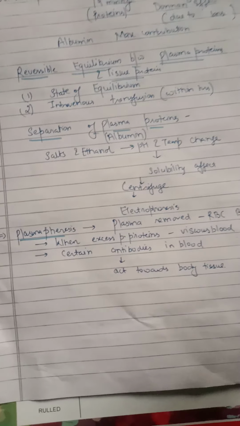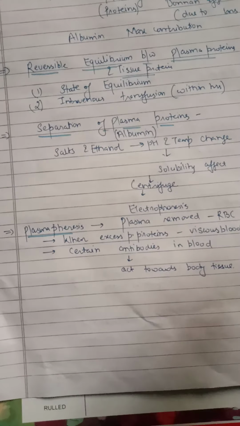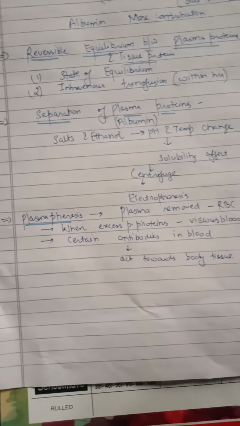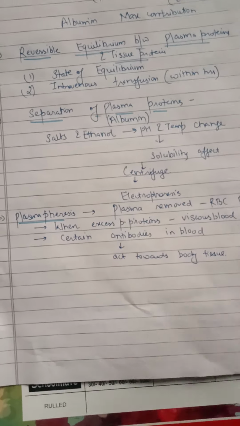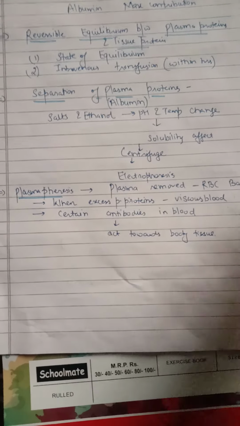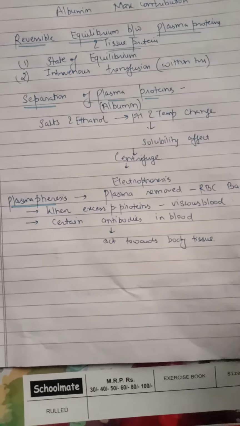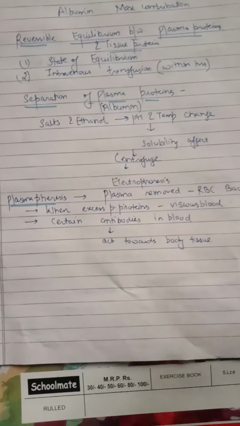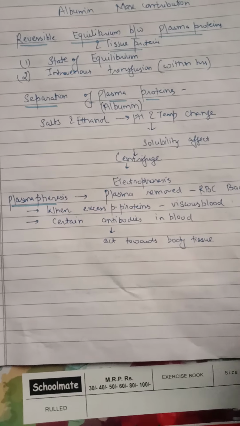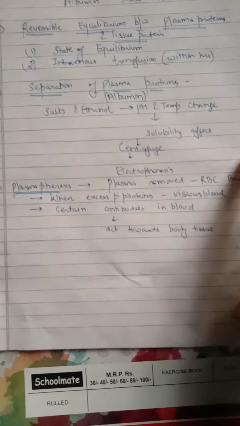Now another concept, or we could say the last concept of this chapter, is separation of plasma proteins. Sometimes there is need to separate the plasma proteins, mainly albumin. So there is a procedure in which, by applying salt and ethanol, there is change in pH and temperature, and this change affects the solubility of the proteins, and then these proteins separate out from the blood. Then we can centrifuge them, and after that by electrophoresis we can easily separate these proteins. So it's known as the separation of plasma protein. You can remember that by applying salt and ethanol, it will change the temperature and pH, and hence the solubility will also change. By centrifugation and by electrophoresis we can finally separate the proteins.